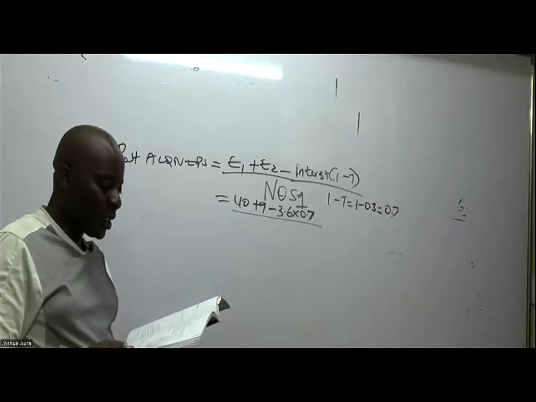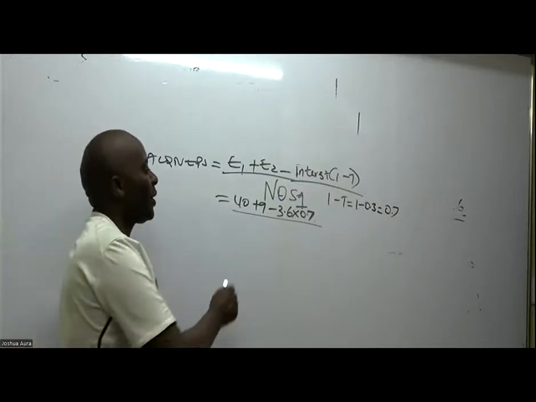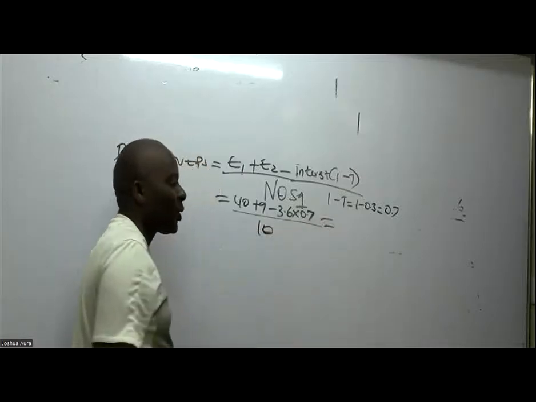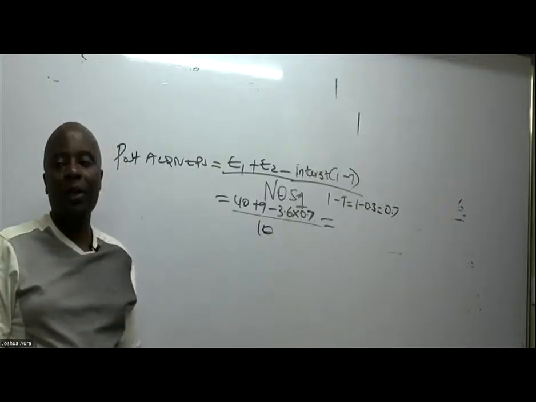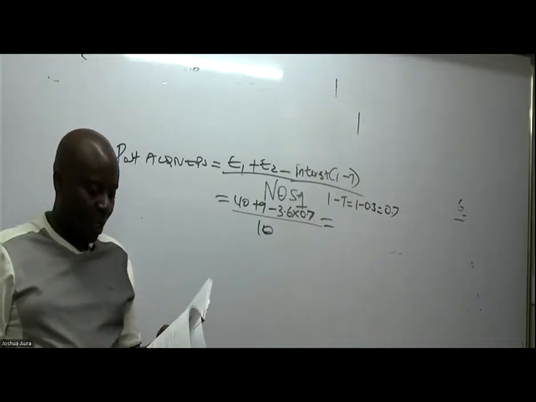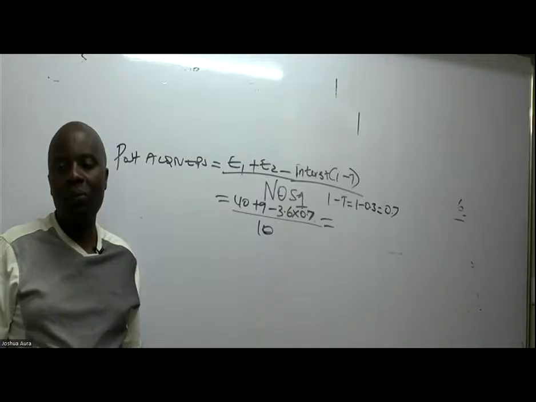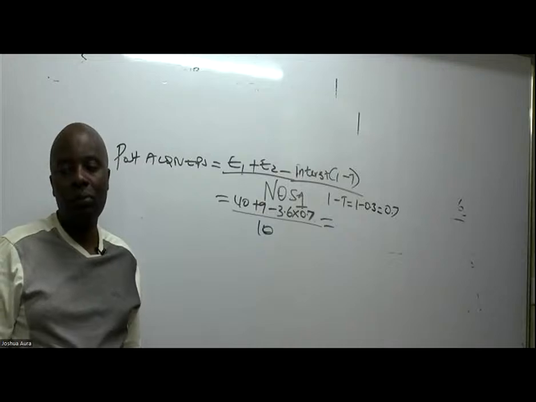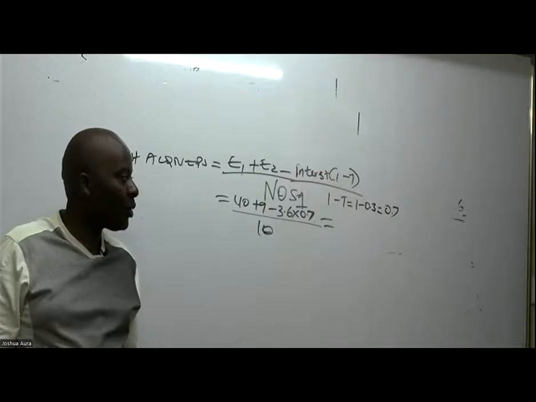Number of ordinary shares of the first company, what do we have here? Outstanding ordinary shares of the first company, they are 10. Here you have to be very careful with BODMAS. First of all, get the numerator correctly. Please give me the numerator: 40 plus 9 minus 3.6 times 0.7.